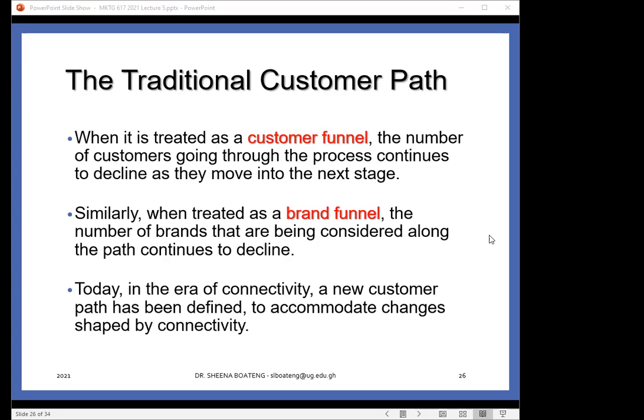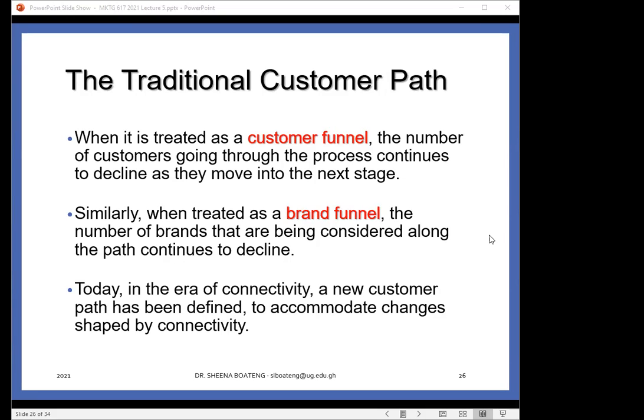So that is why we are saying that if we treat the 4 A's framework as a customer funnel, the closer we get to the end, the less customers we have, right? Likewise, if we reverse it and treat it as a brand funnel, the number of brands being considered by the customer as they move along the process continues to decline or dwindle as they get closer to the end.